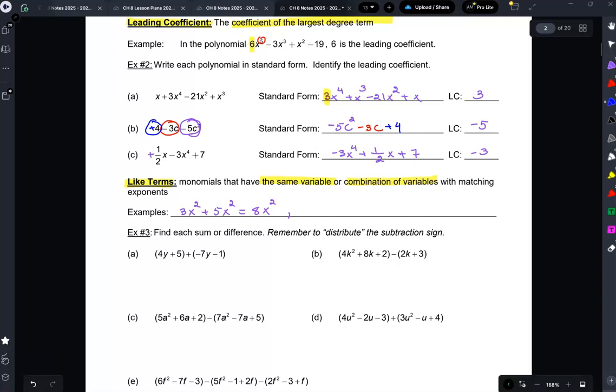Another one would be, for example, 9xy minus 4xy. Look at this one. xy, identical. I combine them and it becomes how many xy? 5xy.